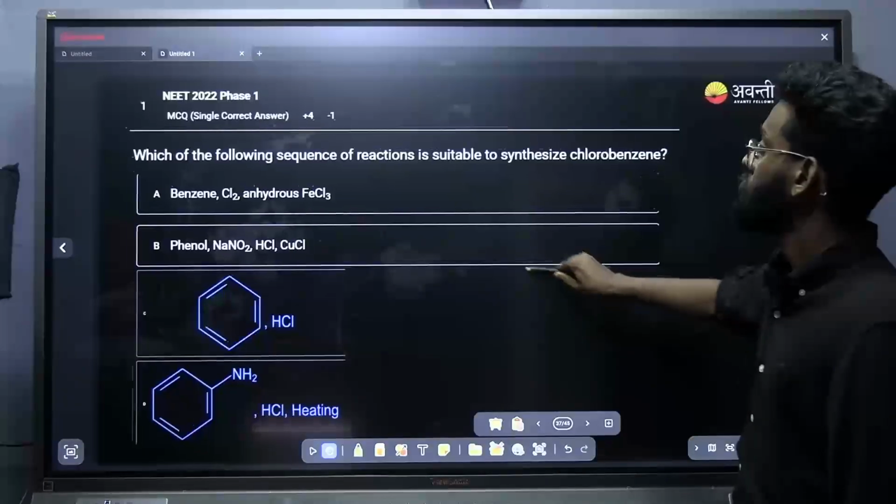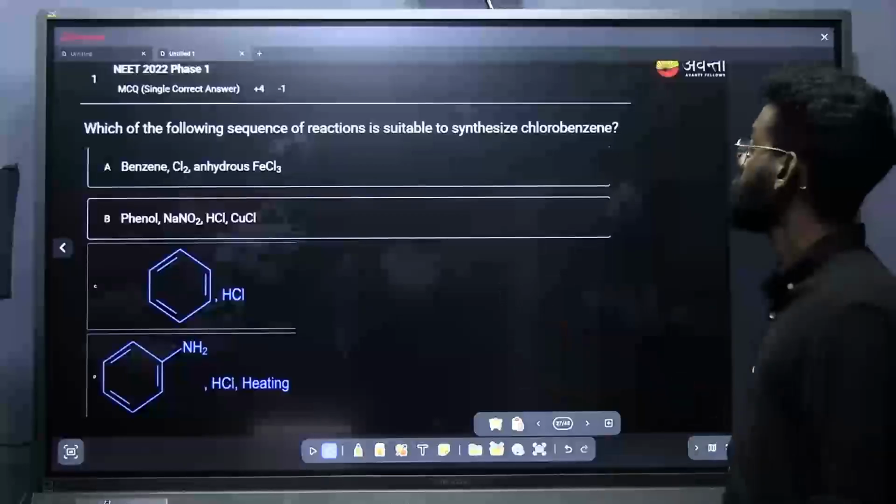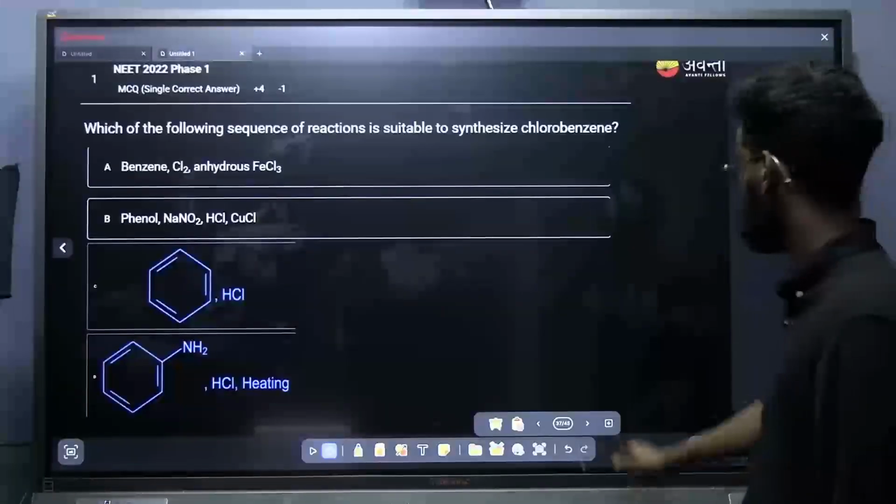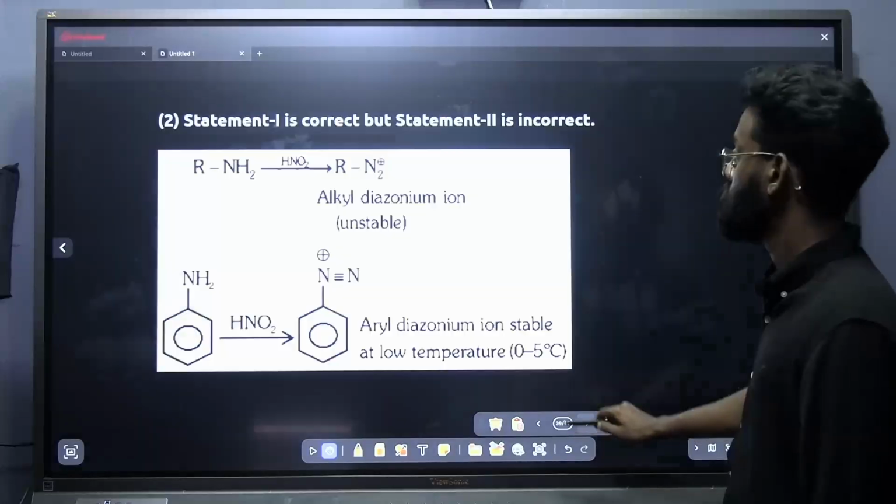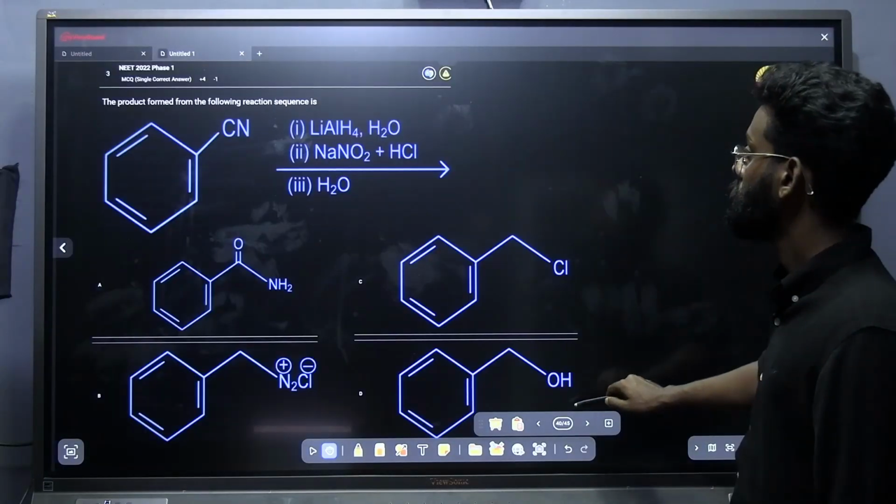A few more questions. Which of the following sequence of reactions is suitable to synthesize chlorobenzene? Okay, we already discussed this question.